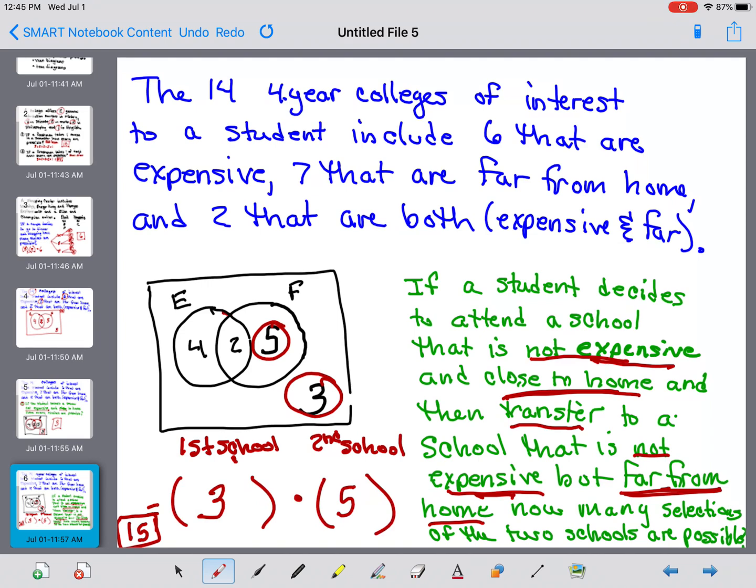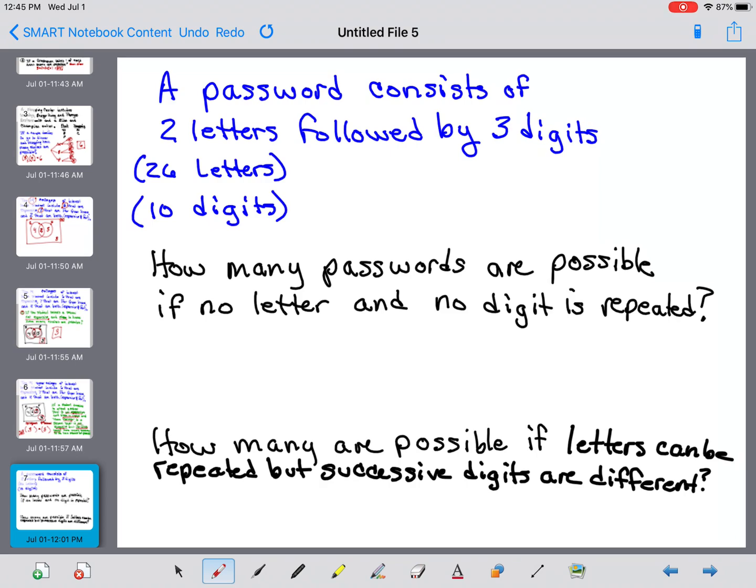Okay, I'm going to switch gears here and look at 2 more examples. I hope you have your calculator handy because you're going to need it for these. These are going to be a little bit longer. So what I want you to look at is, it says a password consists of 2 letters followed by 3 digits. There are 26 letters in the alphabet and there are 10 digits, the numbers 0 through 9. Okay, so how many passwords are possible if no letter and no digit is repeated?